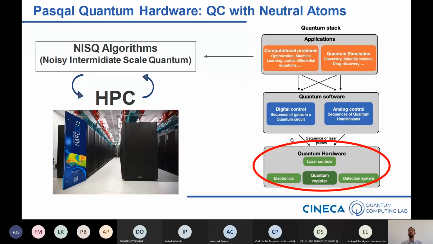Are there questions concerning this part before we go on to the second level of the quantum stack, the software? I guess I more or less answered the question that you had so far. Do you have others?